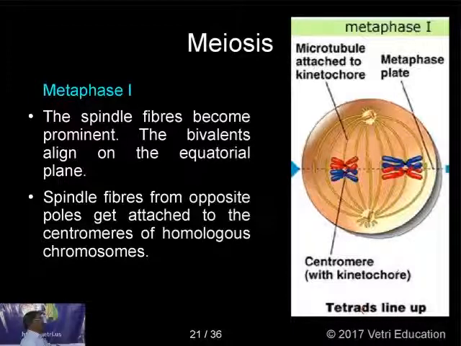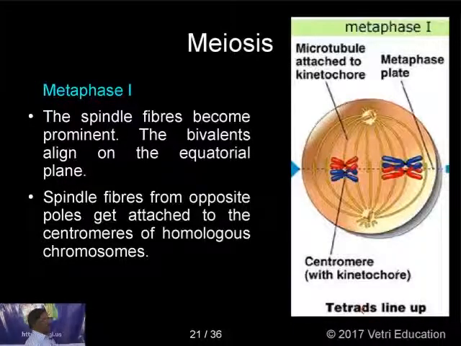The next stage is metaphase 1. These chromosomes are arranged on the equatorial plate. Spindle fibers become prominent. The bivalents align on the equatorial plane. Spindle fibers from opposite poles get attached to the centromeres of the homologous chromosomes. Centromere to centromere you can find, and chromatid to centromere, and pole to pole you can have the spindle fibers. Then you can find 4 types.